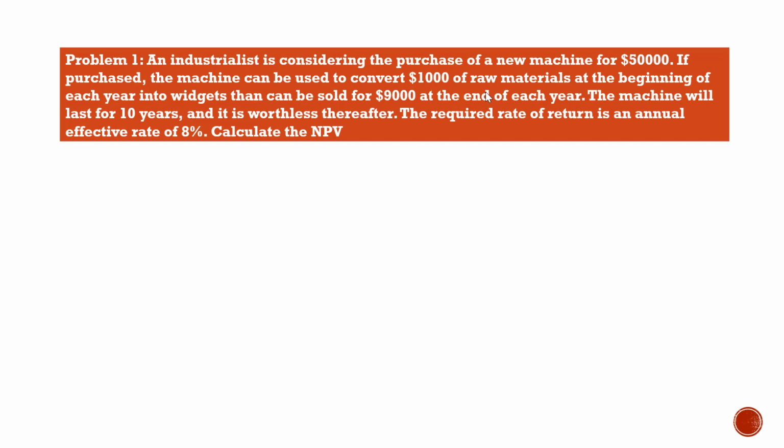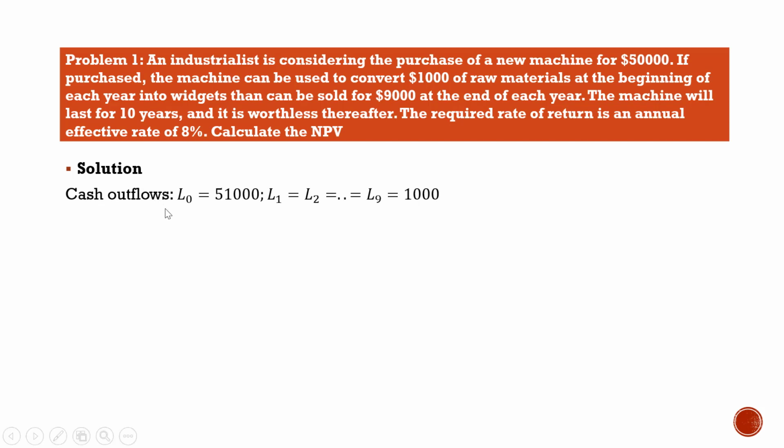The machine converts $1,000 of raw materials at the beginning of each year into widgets that can be sold for $9,000 at the end of each year. That means at the end of this year, we receive $9,000, and the machine will last for 10 years. So here we have cash outflows at time 0.